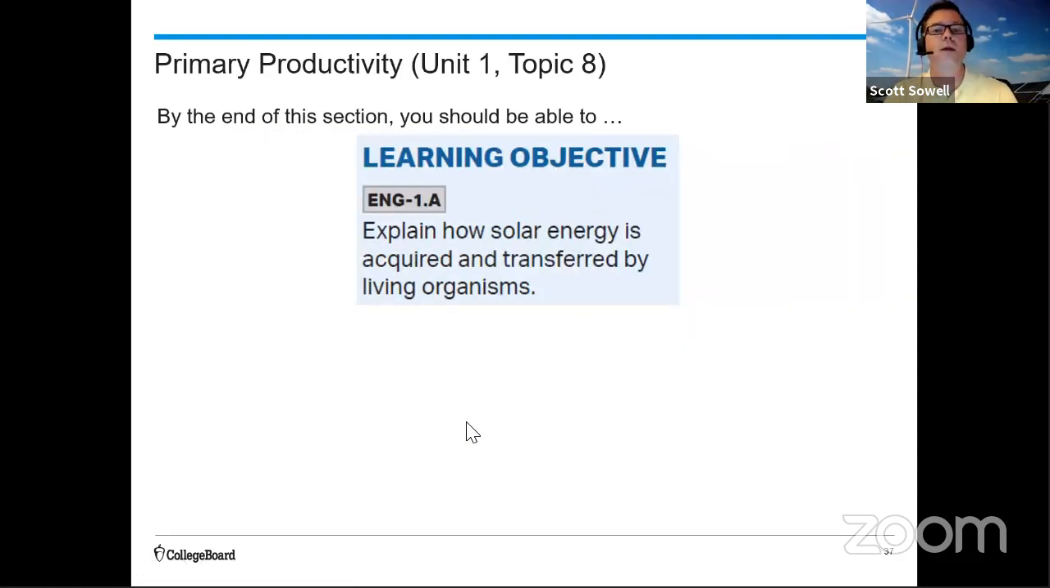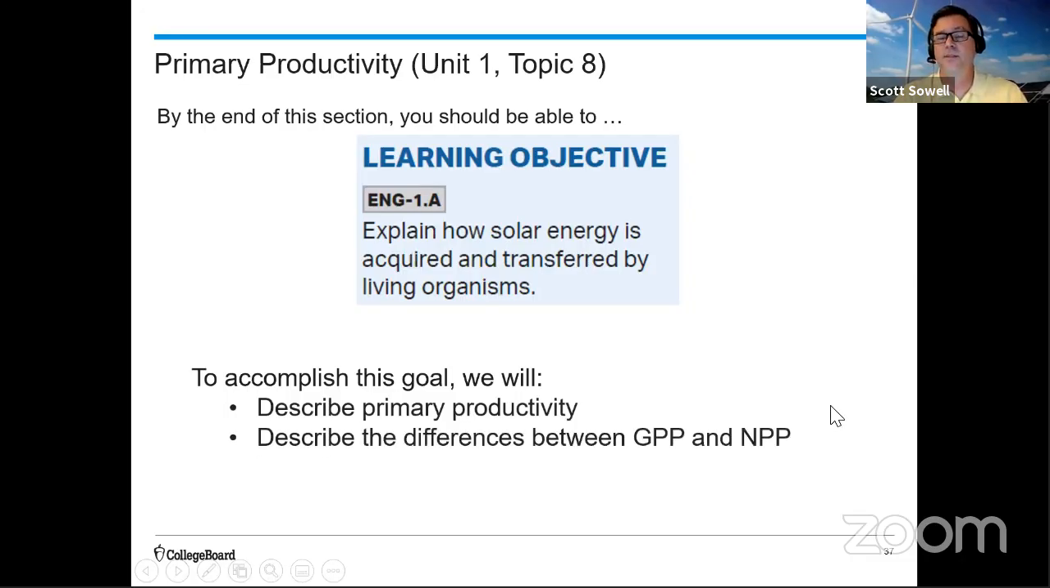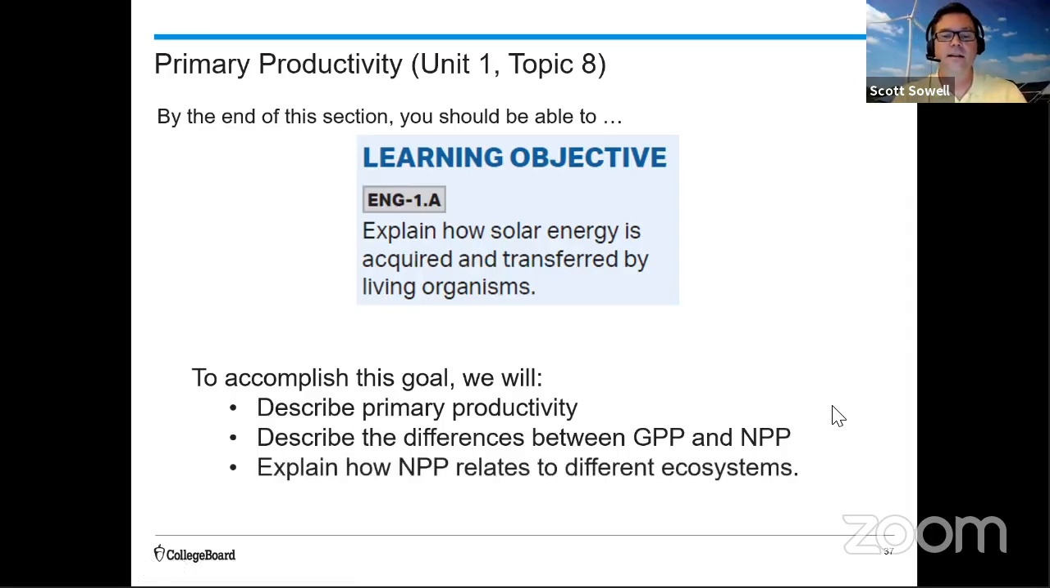So now we're going to jump to 1.8, primary productivity. At the end of this section, you should be able to explain how solar energy is acquired and then transferred by living organisms. To get there, we're going to describe what primary productivity is, describe the differences between GPP and NPP, and finally explain how NPP relates to different ecosystems. These phrases, GPP and NPP, I will define in just a second.